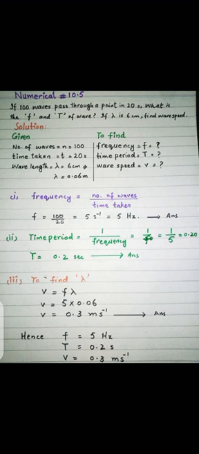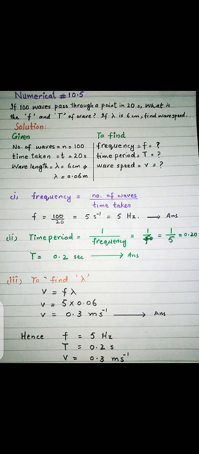We are going to find out the time period, capital T. We know that time period is reciprocal to the frequency. Hence time period equals 1 over frequency, or T equals 1 over f. By putting the value of frequency, which is equal to 5 hertz, we get T equals 1 by 5. By calculating, 1 by 5 is equal to 0.2 second. Hence the time period of waves is 0.2 second.